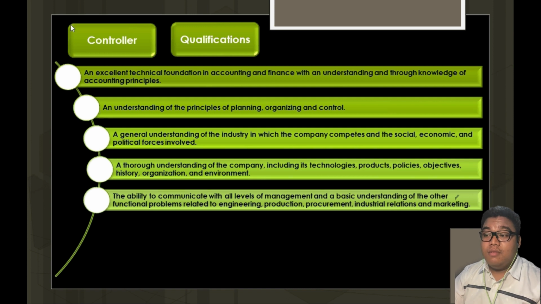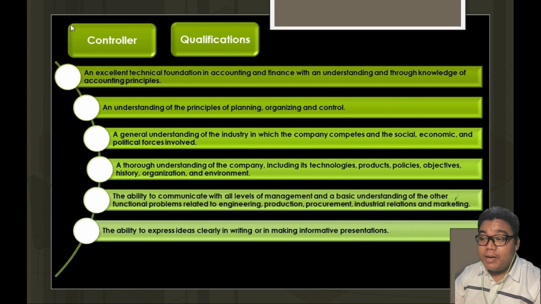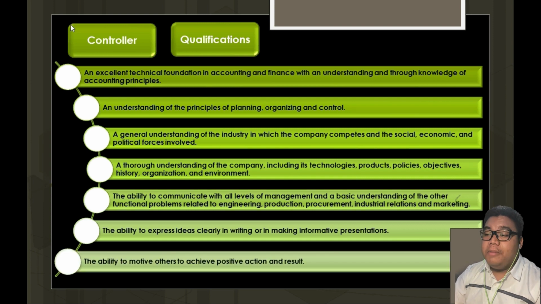Ability to communicate, because as a controller, as an executive, you should be the one who can communicate across your team and across other teams as well, specifically on your budget, on plans that affect other members of the organization. Ability to express ideas clearly in writing or in making informative presentations. This is actually an executive qualification already, and the ability to motivate others to achieve positive action and result.